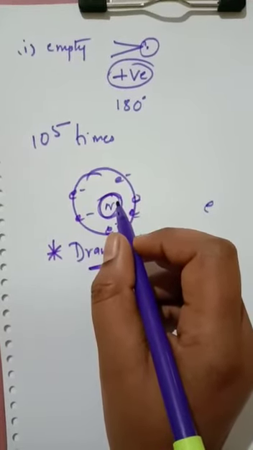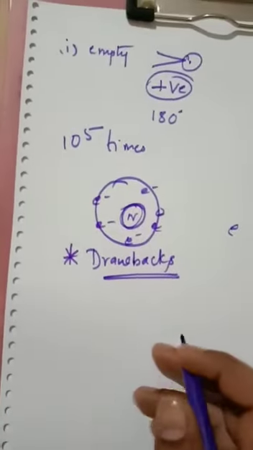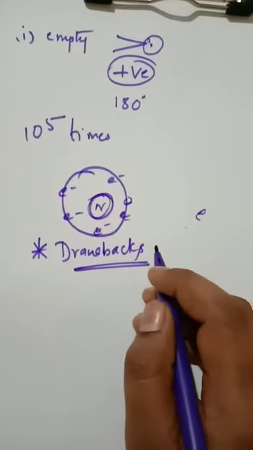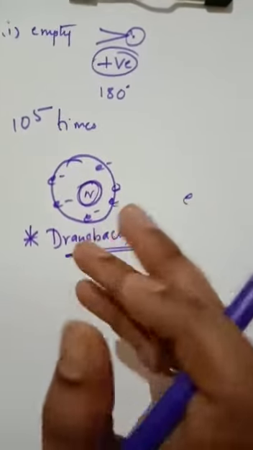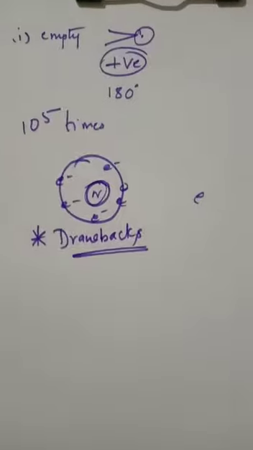We know that atoms are quite stable, isn't it? Atoms are very stable. So these are the drawbacks of Rutherford's experiment.